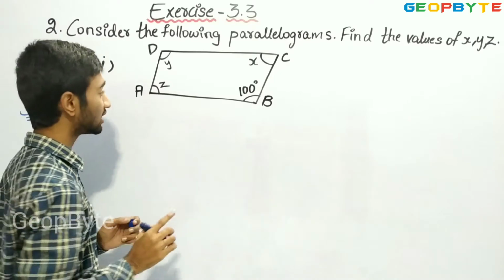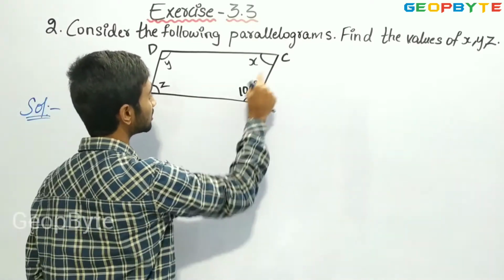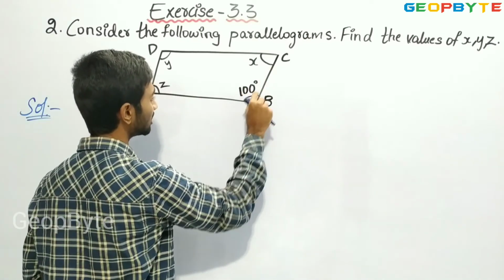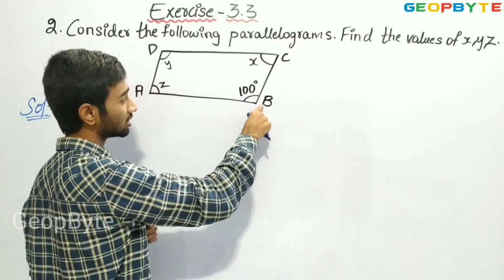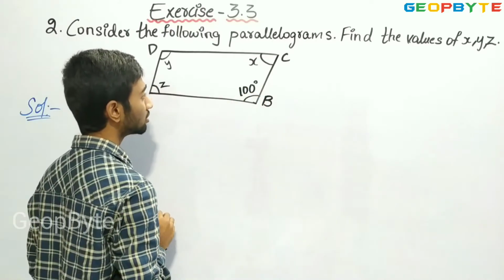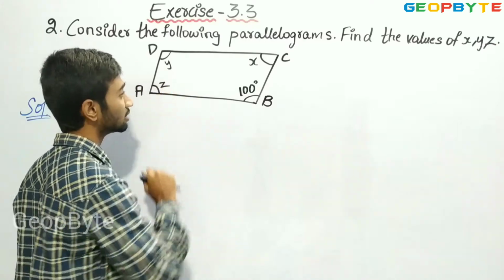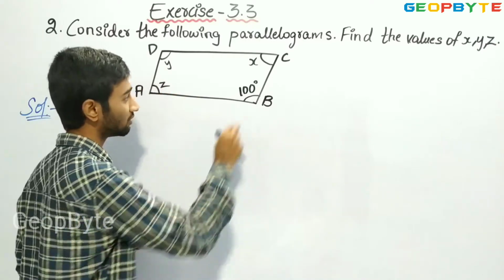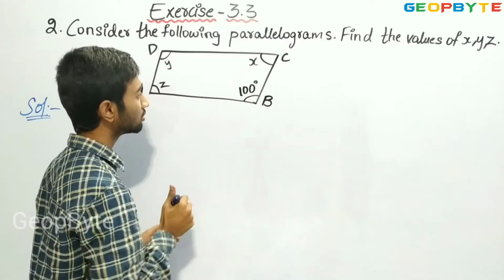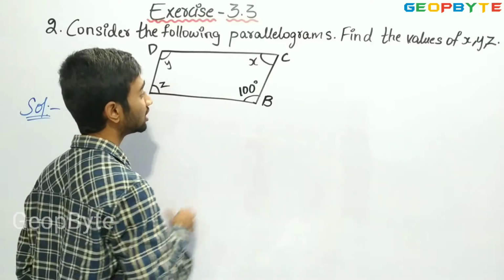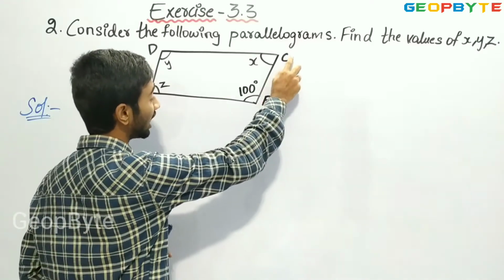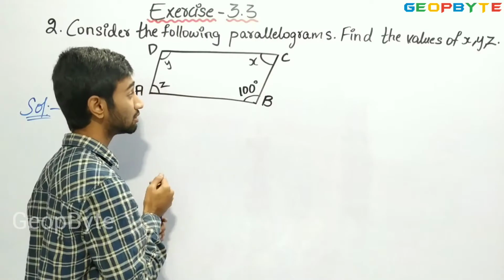One angle, that is angle ABC, is given as 100 degrees. So at point B they gave 100 degrees. So we need to find x, y, z. First we will find the value of x. If you observe carefully, angle B and angle C are adjacent angles.